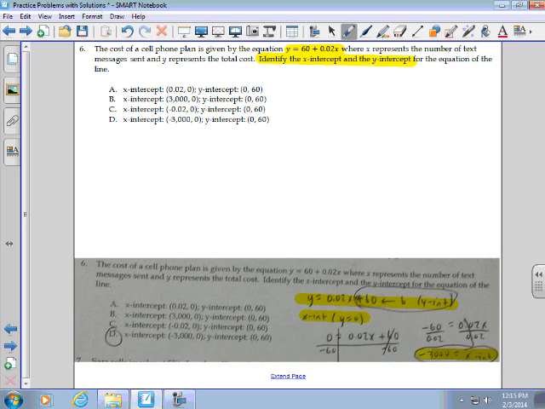And the y-intercept you can just get from the equation. Again, the y is the b, so the plus 60. So that's why the answer is D.